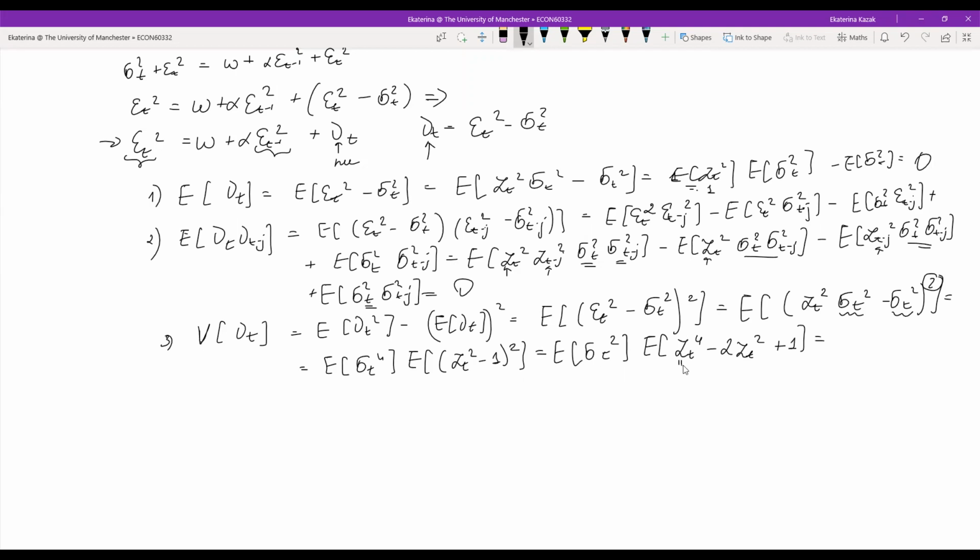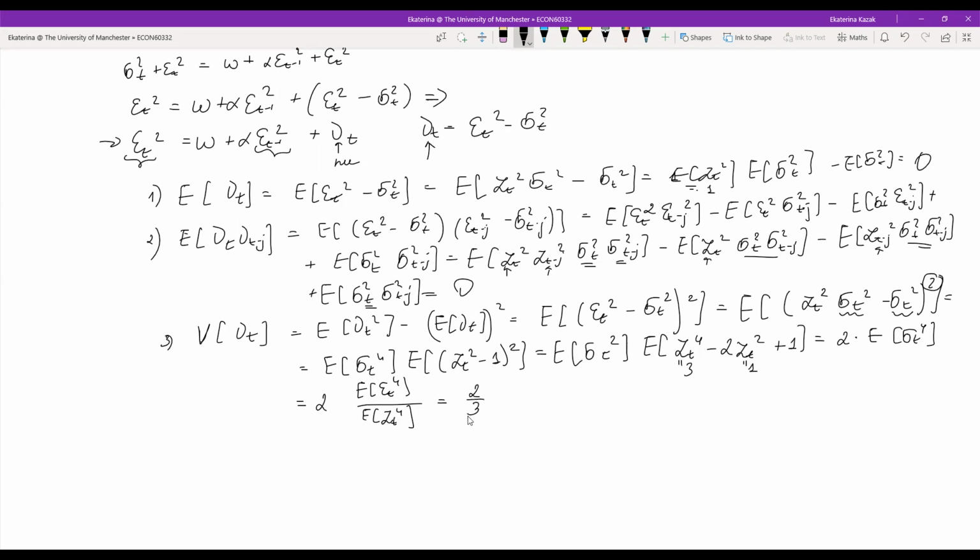And what's the kurtosis of the standard normally distributed random variable? That is 3. This is 1. So you have 3 minus 2 plus 1. And all in all, you have 2 times the expected value of sigma t to the power of 4. Now we can rewrite the expected value of sigma t to the power of 4 as the expected value of epsilon t to the power of 4 divided by the expected value of zt to the power of 4, again due to the IID zt's.